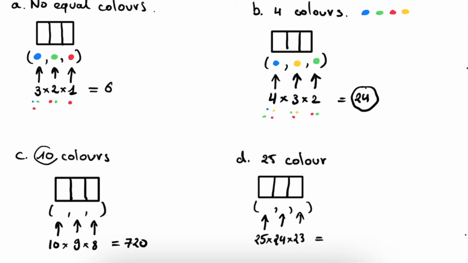And even though our number of colors increased by a factor of 2.5, we will see that our number of choices will actually increase much, much larger. In this case, we will have 13,800 possible flags that we can make. So this is an almost 20x increase from our previous case where we only had 10 colors.